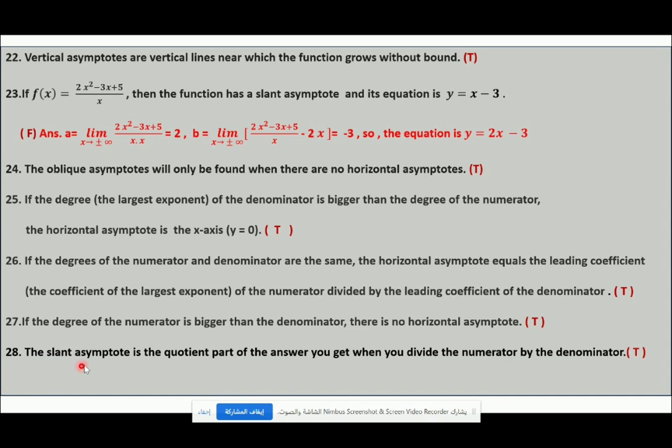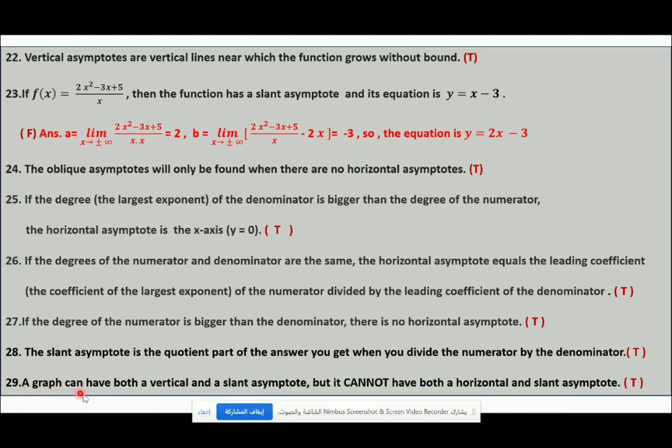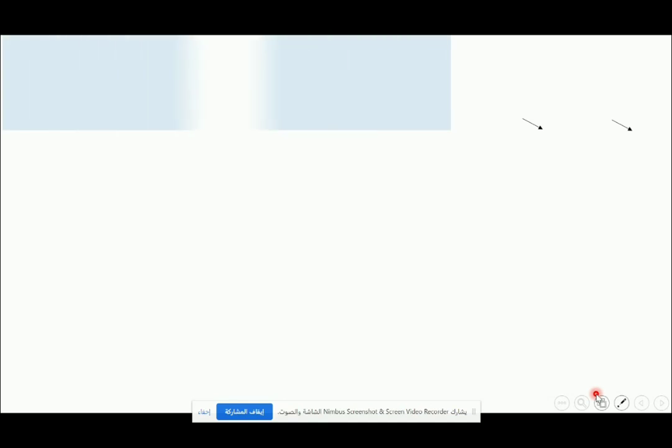It's true. The slant asymptote is the quotient part of the answer you get when you divide the numerator by the denominator. It's true. 29. A graph can have both a vertical and a slant asymptote, but it cannot have both a horizontal and a slant asymptote. It's true, according to the examples that we did before. Question 30. If f of x equals 3x squared plus 2x minus 1, then the function has a slant asymptote. It's false because it is a polynomial, and a polynomial has no asymptotes.